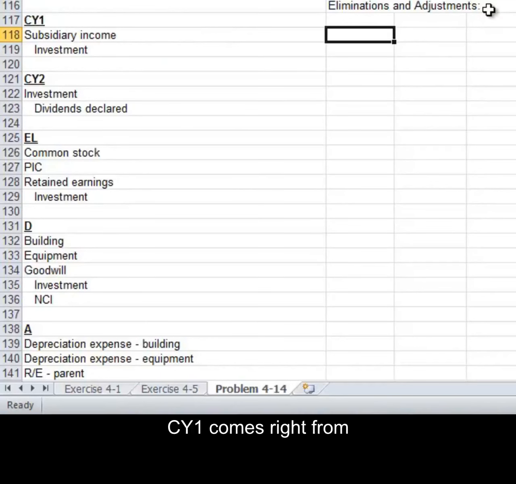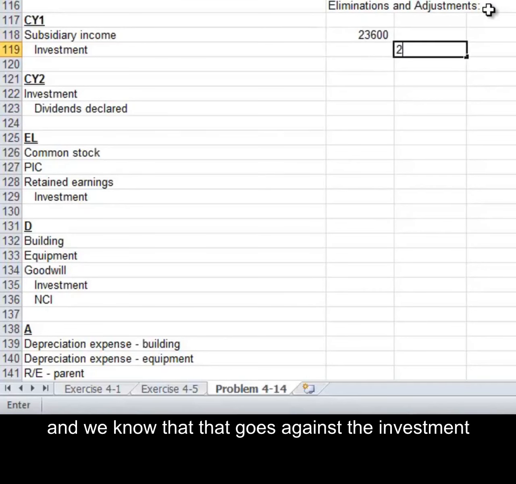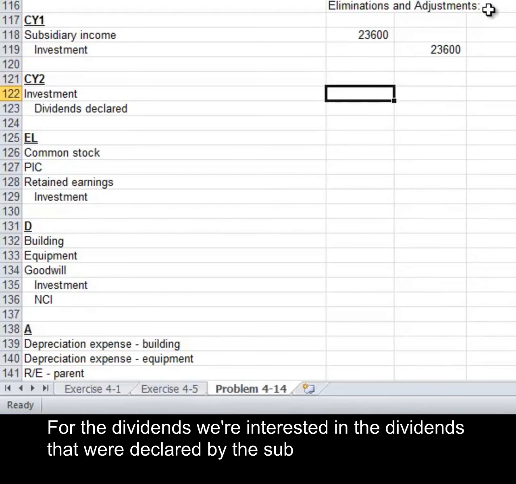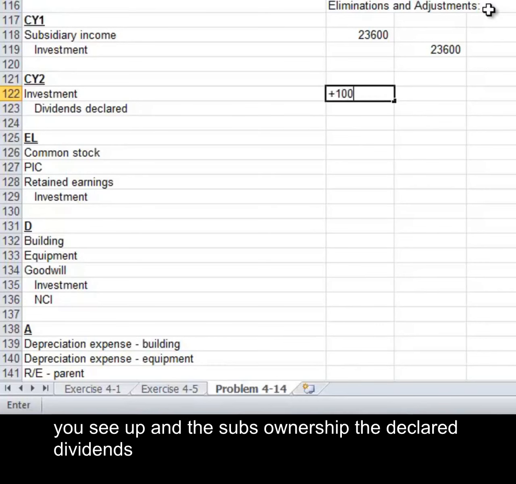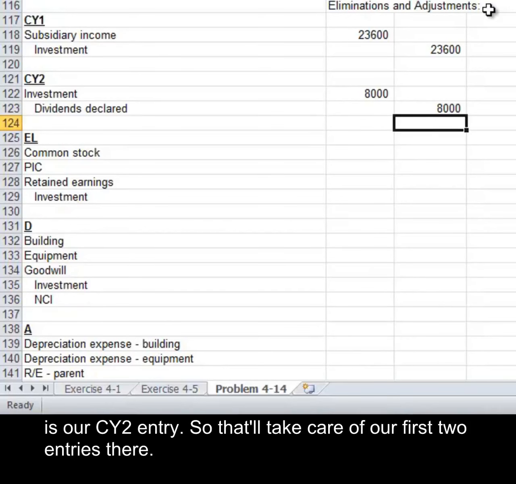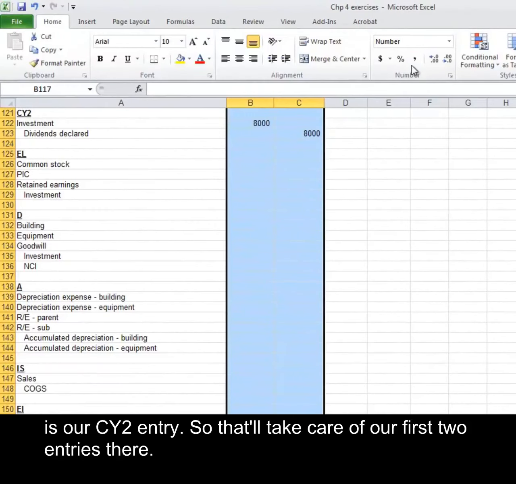CY1 comes right from the worksheet. So we see that in the parent's general ledger, they show subsidiary income of $23,600. We're going to eliminate that. And we know that that goes against the investment because that's what the parent recorded under simple equity. For the dividends, we're interested in the dividends that were declared by the sub. You see up in the sub's ownership, they declared dividends. As the parent, we're entitled to 80% of that. So 8,000 is our CY2 entry. So that'll take care of our first two entries there.